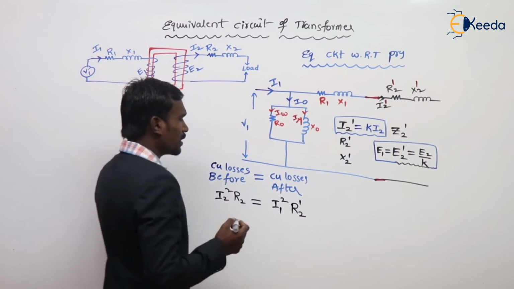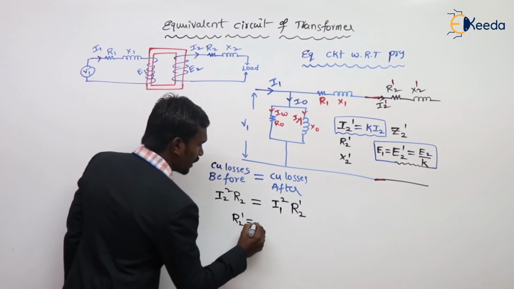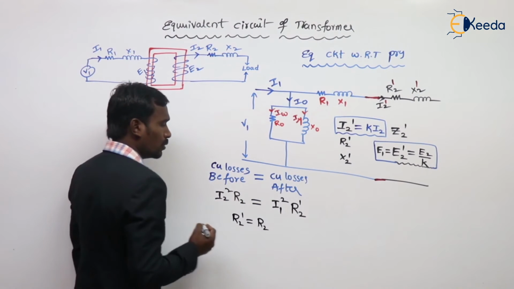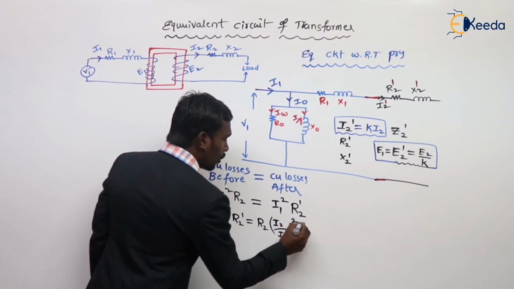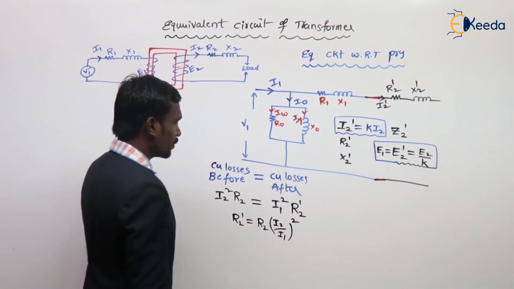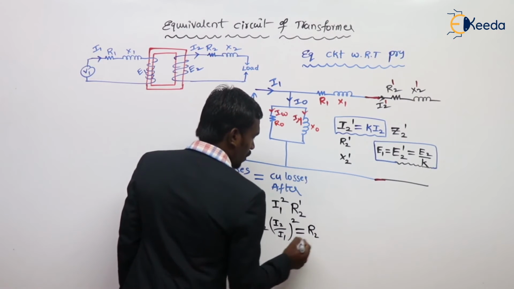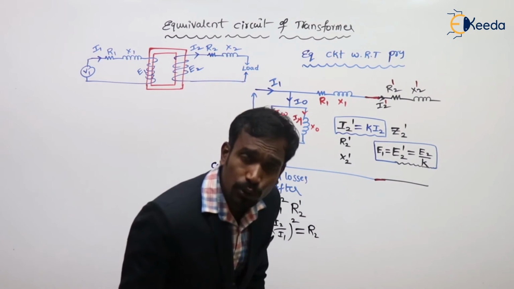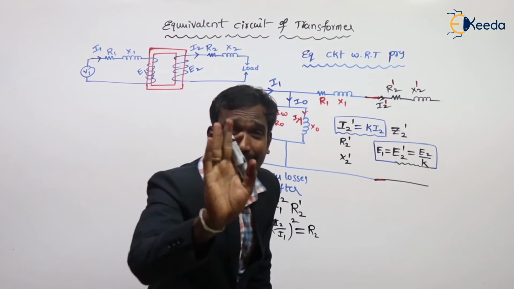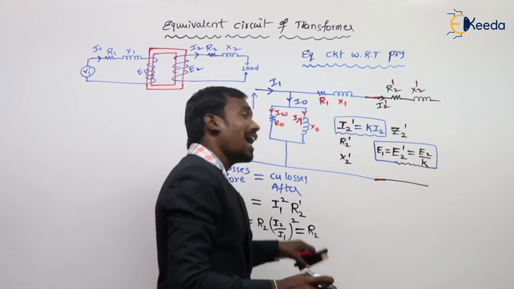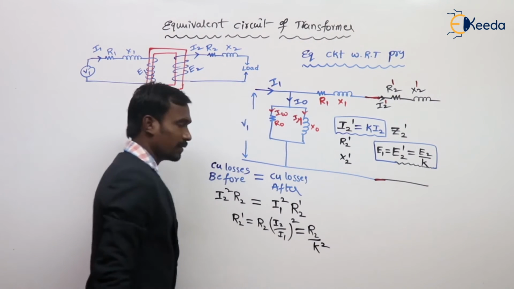Now calculate the R2 dash. R2 dash is equal to R2 into I2 upon I1 whole square. So tell me what is the answer? R2 into I2 by I1, I2 by I1 nothing but K or 1 by K. So it is not K, sir. K is equal to I1 by I2. But here I2 by I1 is nothing but 1 by K, so it is 1 by K square.